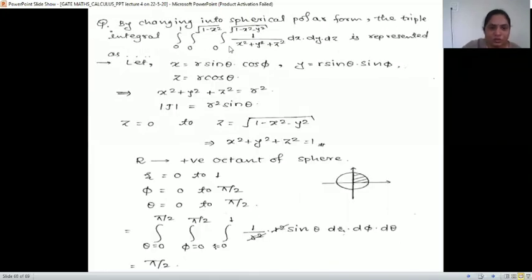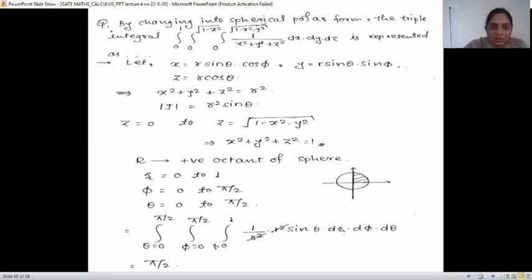Okay, this is one more question, and this is changing into spherical polar. Change it into spherical polar and then the triple integral is represented as follows. We know the spherical polar limits: x is r sin theta cos phi, y is r sin theta sin phi, and z is r cos theta, where x square plus y square plus z square is r square, and mod J, the Jacobian, is r square sin theta.